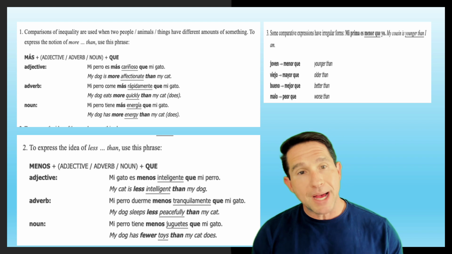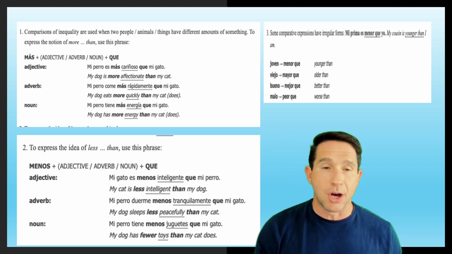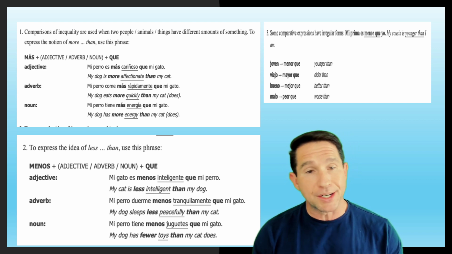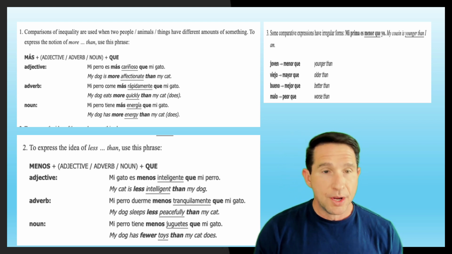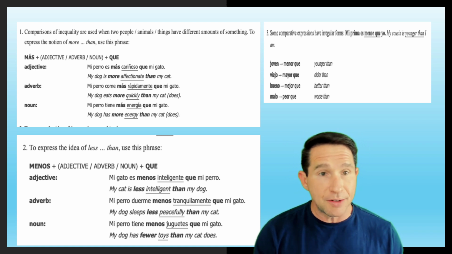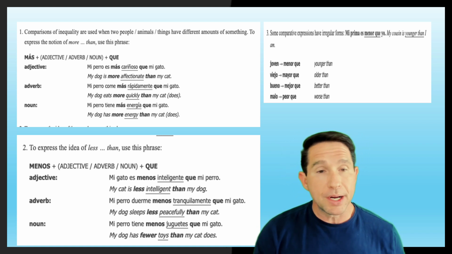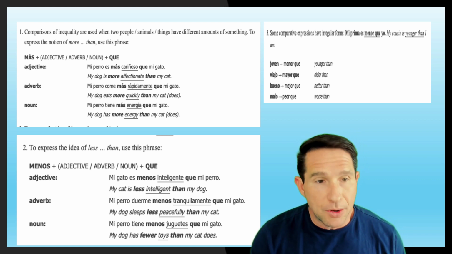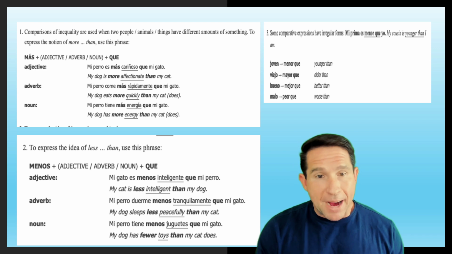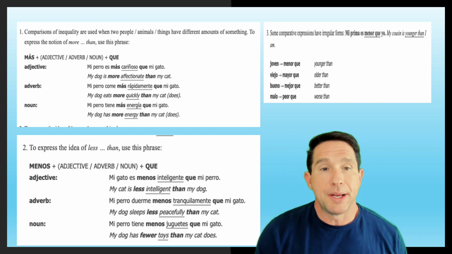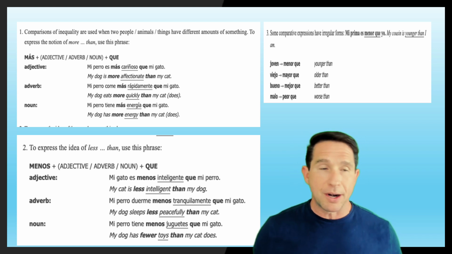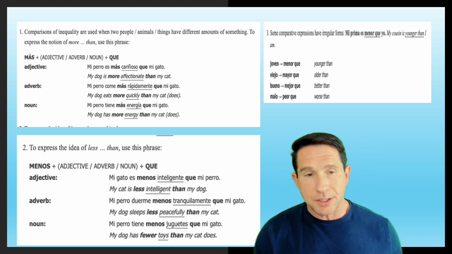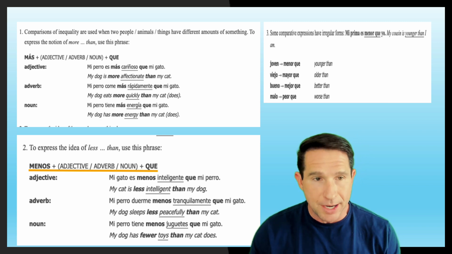Mi perro es más cariñoso que mi gato. My dog is more affectionate than my cat. Mi perro come más rápidamente que mi gato. The first one, we're comparing an adjective, cariñoso. Now we're comparing an adverb, rápidamente, quickly, right? Now let's do a noun. Mi perro tiene más energía que mi gato. My dog has more energy, so it doesn't matter, right? And if we do more this way, we're going to do less this way too. That just makes sense logically, right?